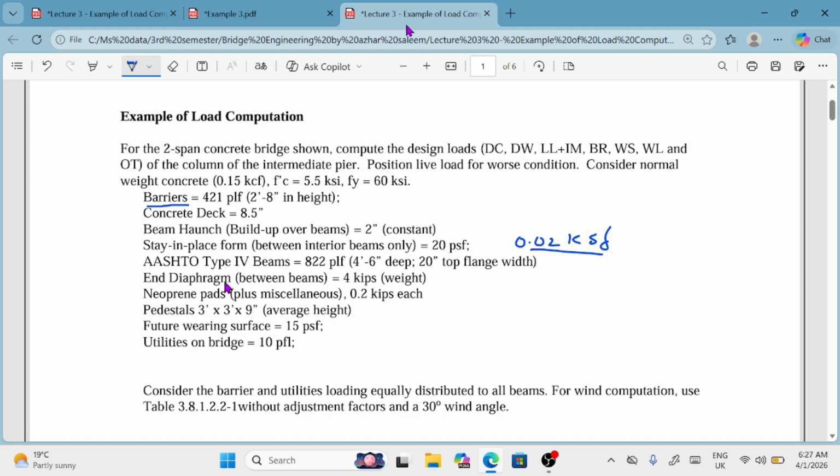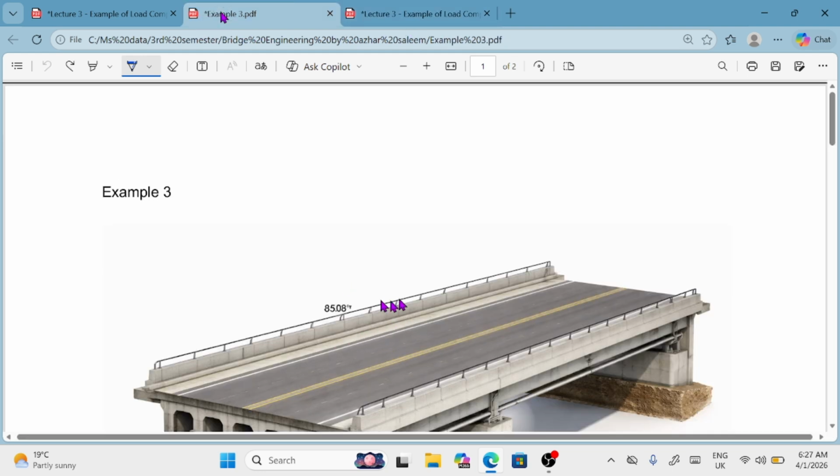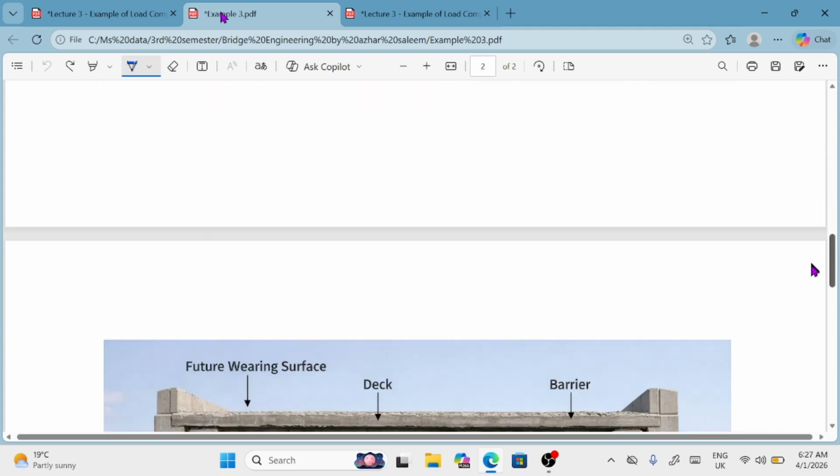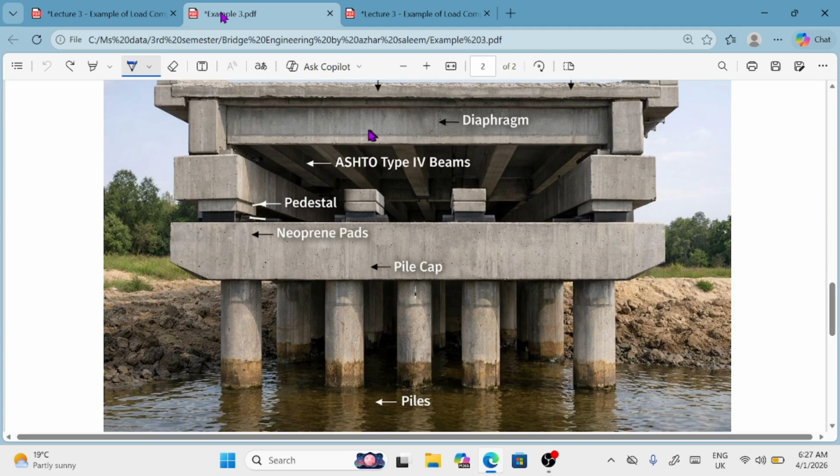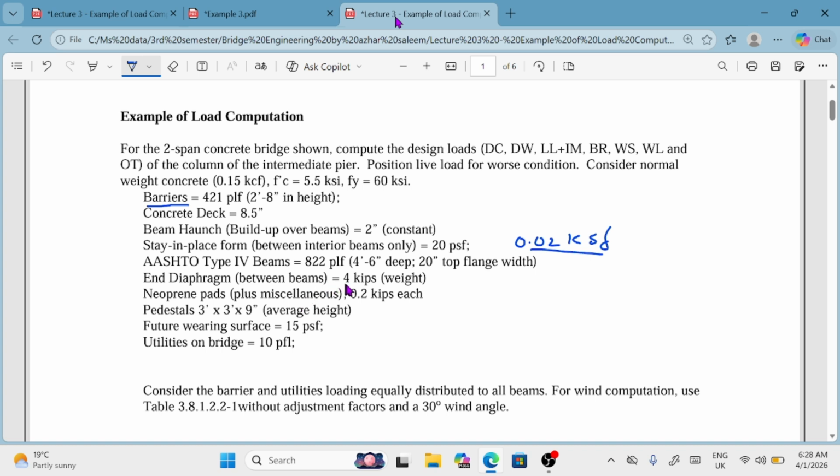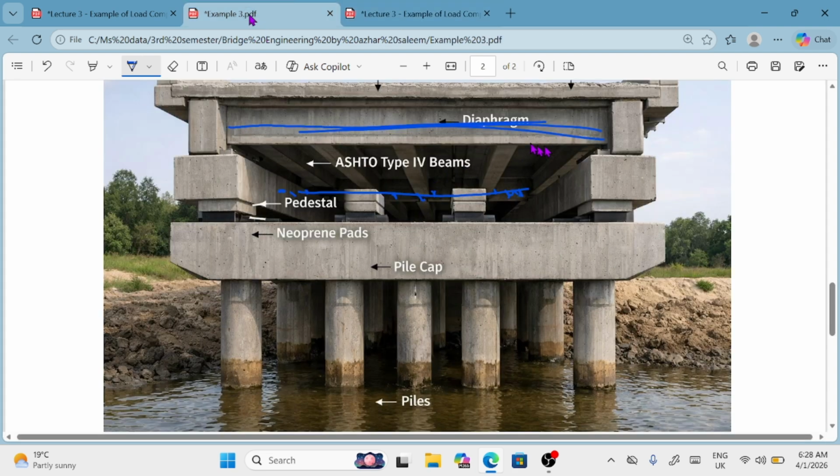And the interior diaphragm, you can see here, this is a diaphragm, and this is also an interior diaphragm. Each interior diaphragm has a load of 4 kip.